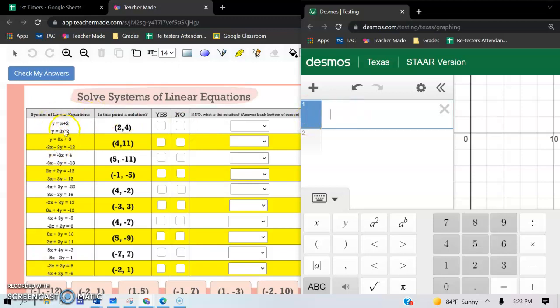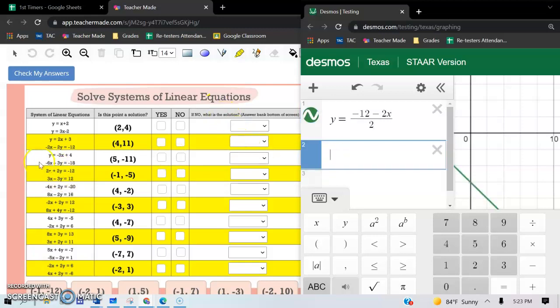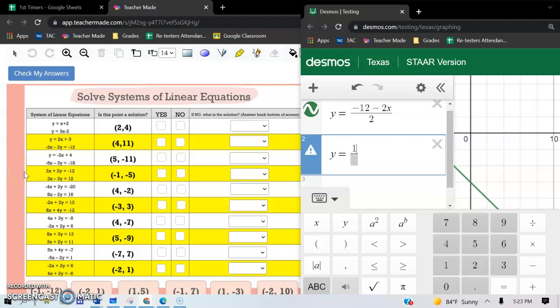I'm not gonna start off with this easy one. I'm gonna leave it. I'm gonna work on number 4 for you. So on this one, we're gonna type in y equals divide -12 minus 2x divided by 2. And the other line is y equals divide 12 minus 3x divided by -3.